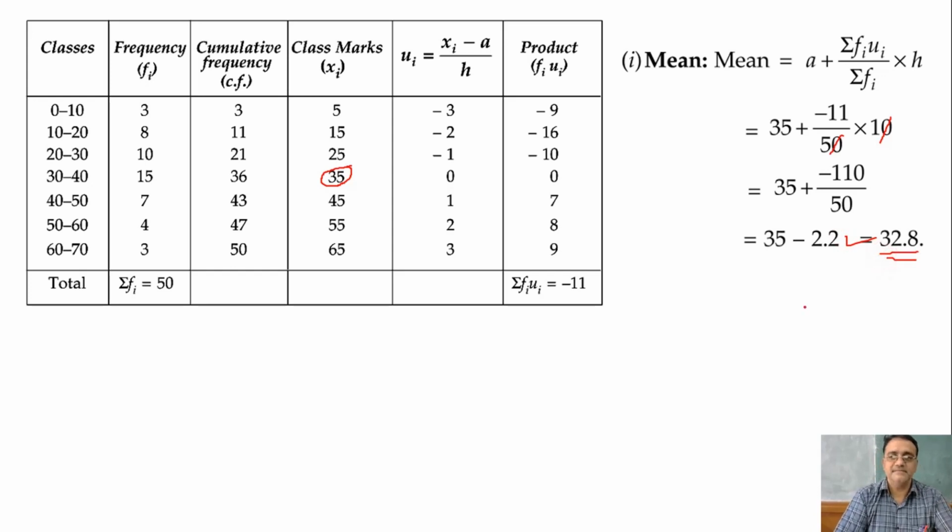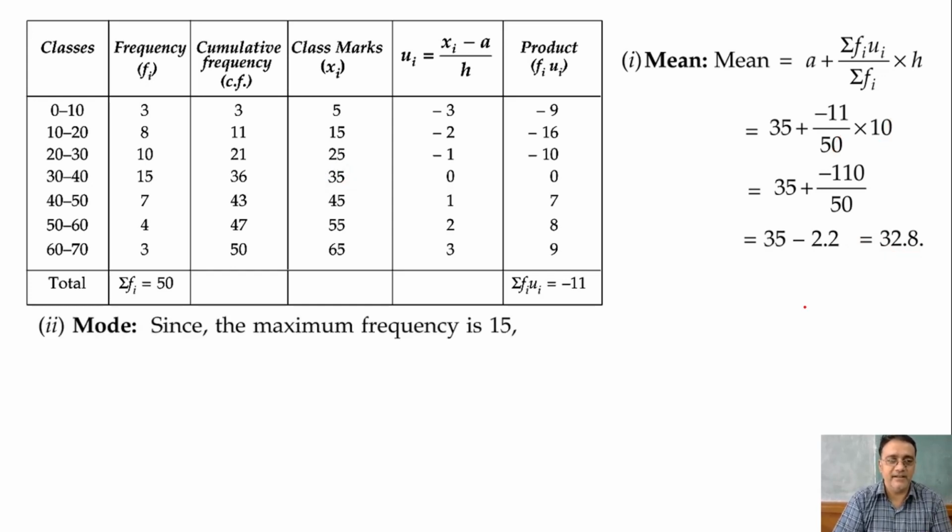Any doubt in mean? No. Okay, now we have to find the mode next. The maximum frequency is 15. So this is f1. The one before f1 is f0. The one after f1 is f2. Okay? And the class with the maximum frequency is the modal class. And the value of l is, what is the value of l? 30. And what is the value of h? 10. We'll substitute all the values.